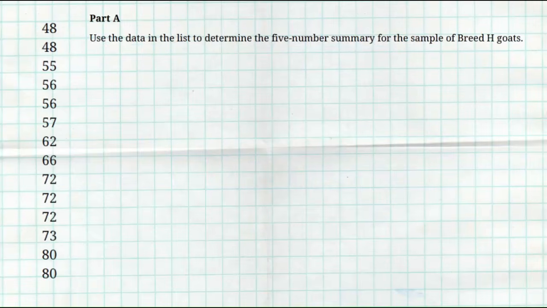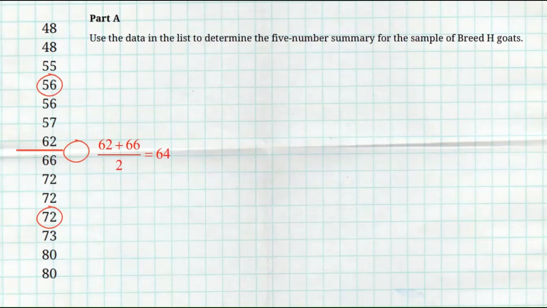Now, the first question is pretty simple. It says, use the data in the list to determine the 5-number summary for the sample of breed H. Now, you got to remember what a 5-number summary is. It's your min, your max, Q1, Q3, and your median. Now, you can actually plug all this data into Desmos, NumWorks, or your TI-84 calculator, and it will calculate all of those values for you without doing any work, and you don't have to show any work. All you can do is list them. But it's actually pretty easy to do it by hand as well.